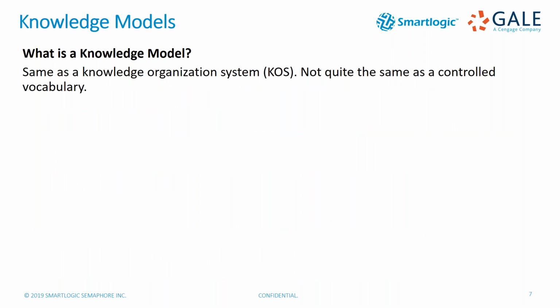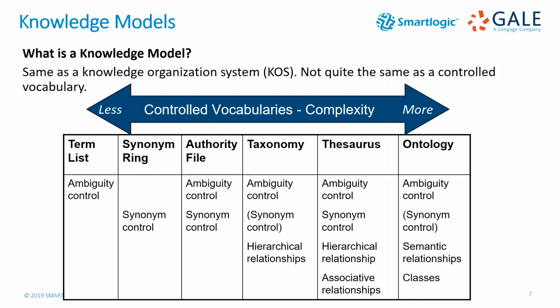I've talked before about controlled vocabularies. A knowledge organization system is sometimes another way of talking about controlled vocabularies, but as a system, I think a knowledge model is more similar to a knowledge organization system. As I said, it's not the same as a controlled vocabulary, which could be simpler. Perhaps you've seen this chart listing different kinds of controlled vocabularies from the simplest, just a simple term list, to the most complex, an ontology.